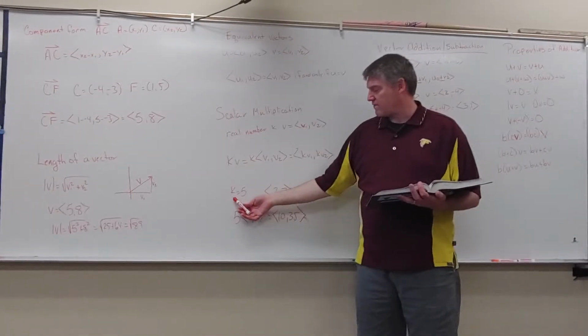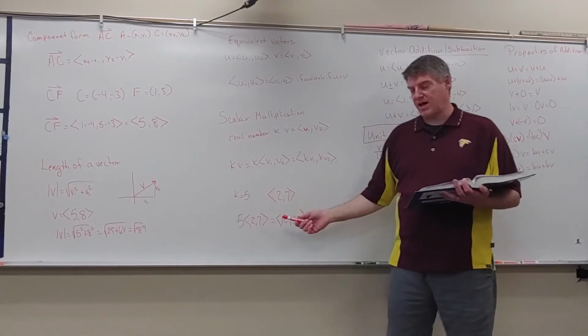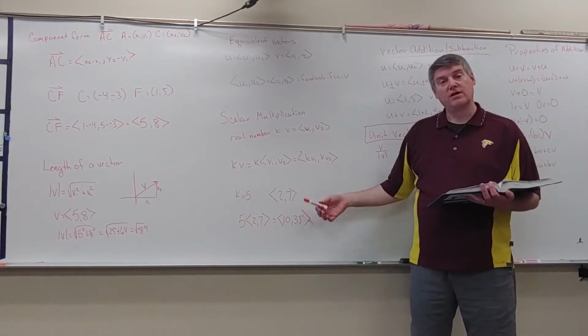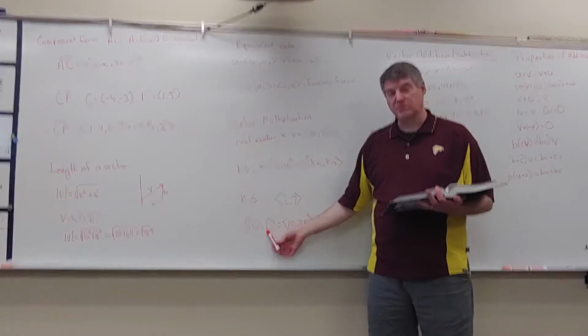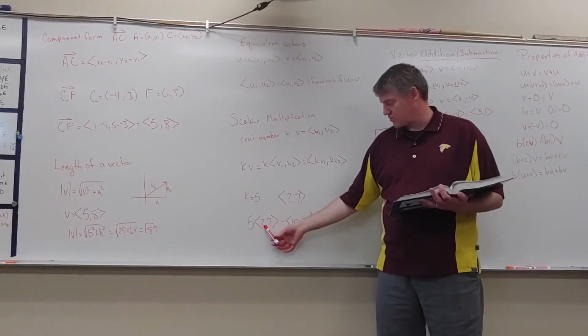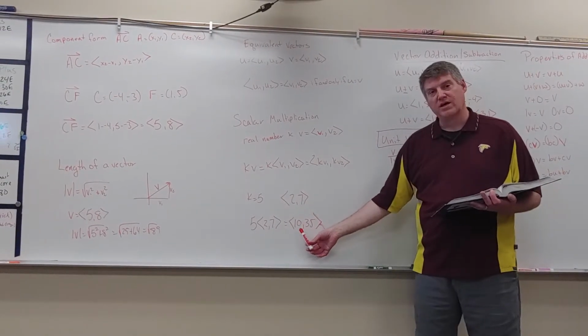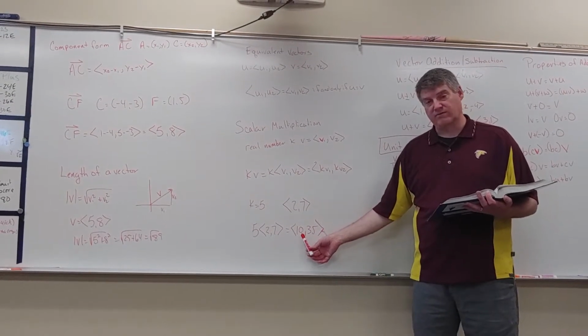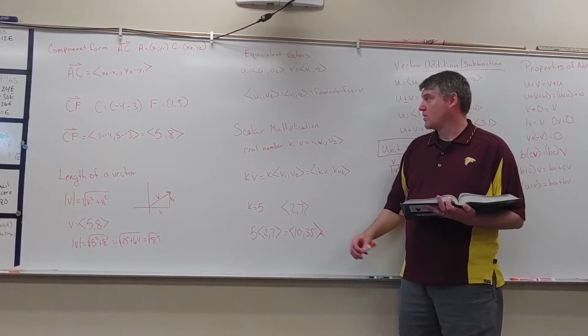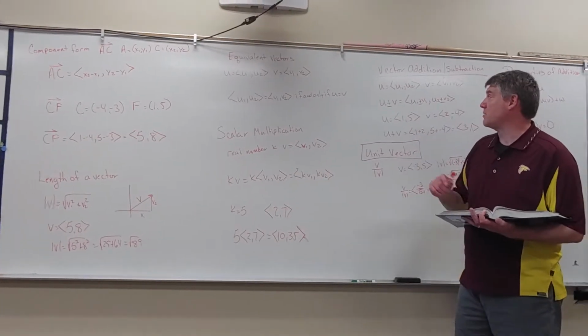So here we have a scalar of 5 and a vector of 2, 7. If I'm going to multiply this through, scalar multiplication says 5 times the component. So 5 times 2, comma 7. That gives me a new vector of 10, 35. Okay, so that's scalar multiplication.